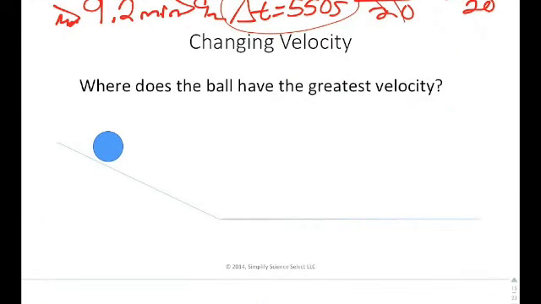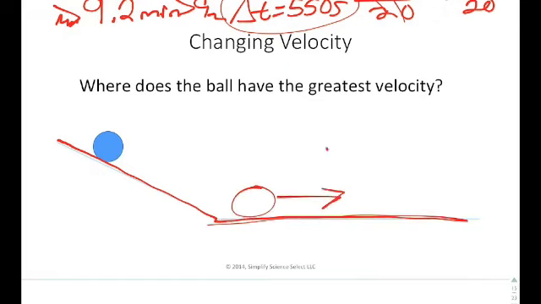Changing velocity. Where does the ball have the greatest change in velocity? The reason it has the greatest change in velocity is down the ramp. When it gets to here, the ball is actually going to continue at a constant velocity. And that's the equation that we've actually been using so far.